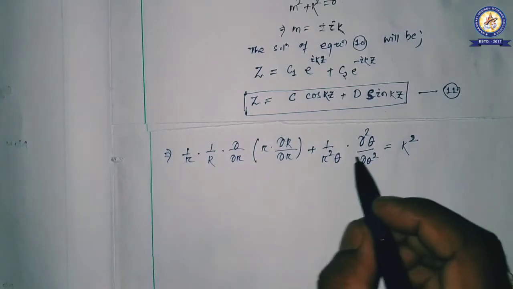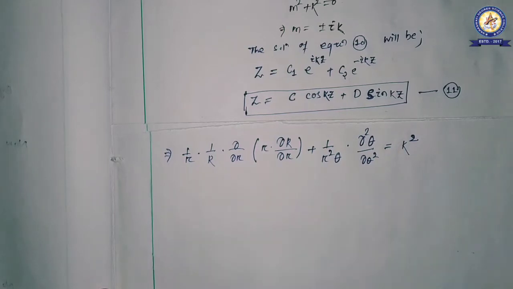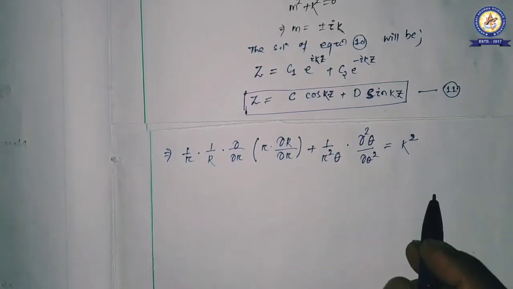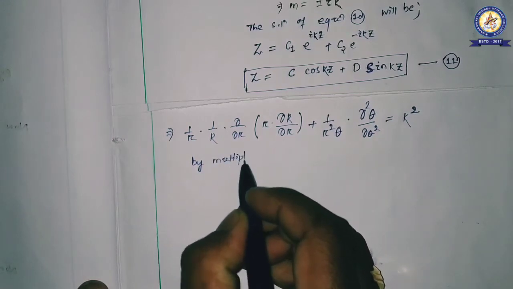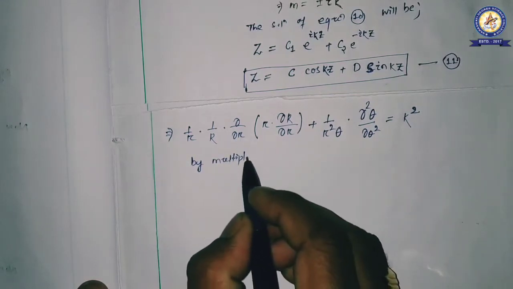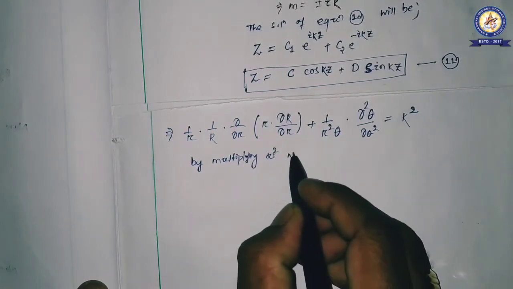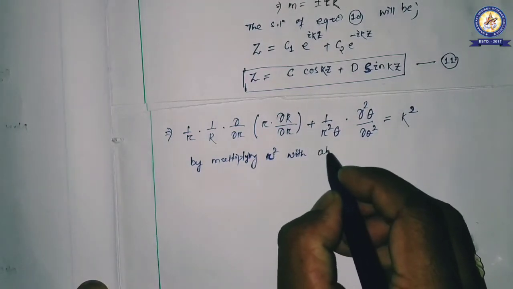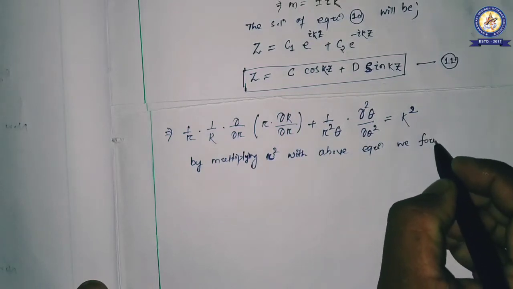Here you can see that this term is not fully a function of theta. Here r square is there. So to remove r square, we have to multiply r square with each term of the above equation.